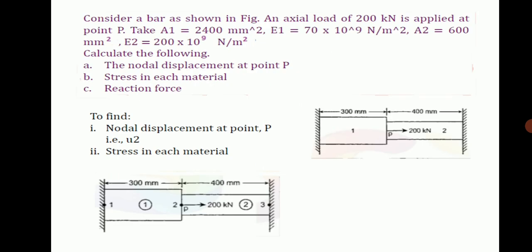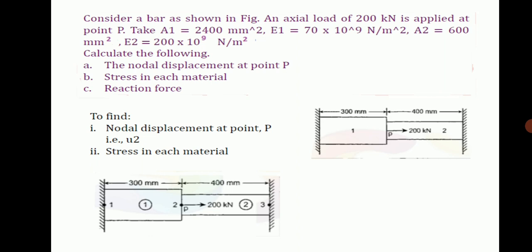So the second problem we are going to discuss. The second problem is: consider a bar shown in the figure. An axial load of 200 kilonewton is applied at point P. Take the area of the first element as 2400 millimeter square and the Young's modulus for the first element as 70 into 10 to the power 9 Newton per meter square, and the area of the second element as 600 millimeter square and the Young's modulus of the second element as 200 into 10 power 9 Newton per meter square.